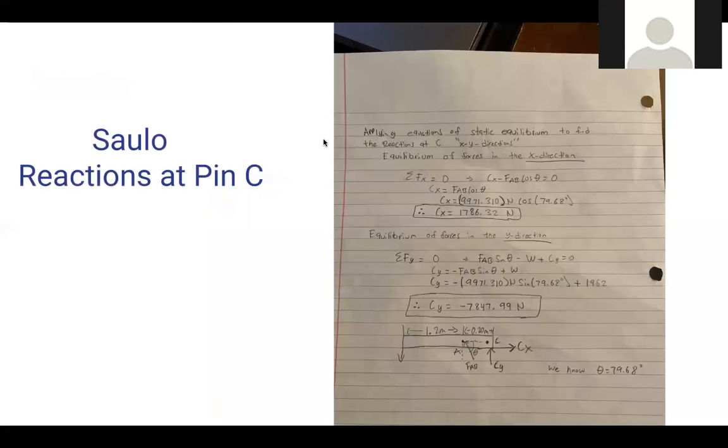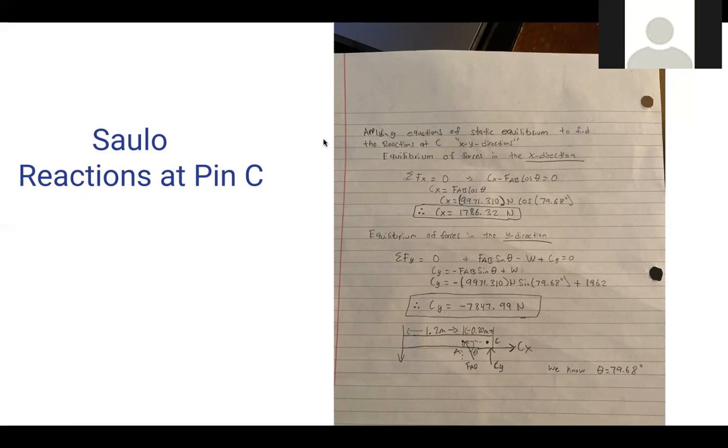In my part, I have to find the reactions at pin C. I knew that I had to apply the equations of static equilibrium to find the reactions at C in the X and Y directions. For the X direction, I needed to use the number my colleague Marco found, the force AB times the cosine of the angle. That's how we got our value for the reaction at X.